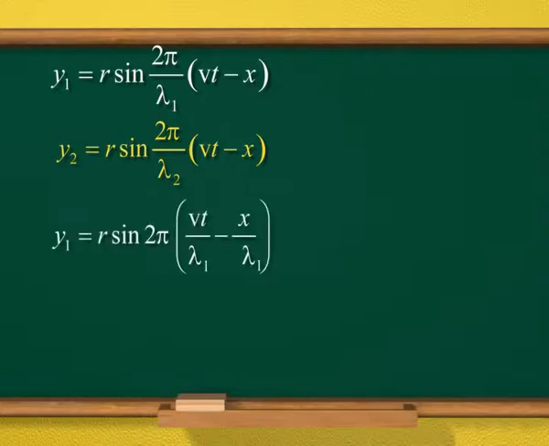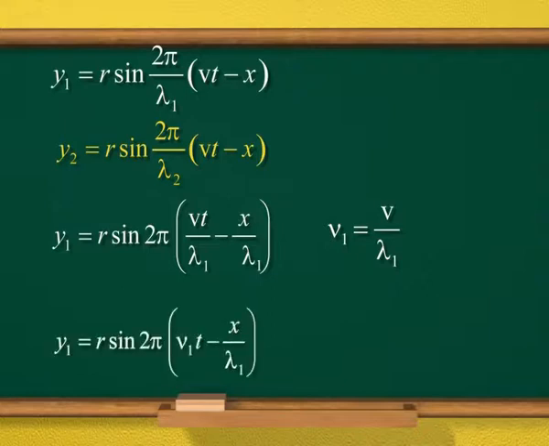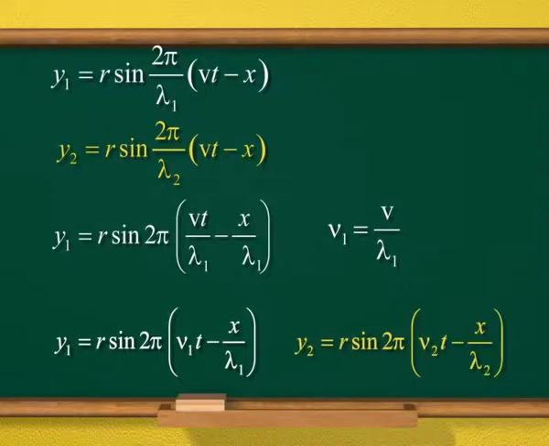y1 can be written as y1 equal to r sine of 2 pi into (vt by lambda 1 minus x by lambda 1). We know that the frequency is equal to the ratio of velocity and wavelength. Hence, if nu1 be the frequency of the first harmonic wave, or v by lambda 1, the expression for displacement becomes y1 equal to r sine of 2 pi into (nu1 t minus x by lambda 1). Similarly, the wave function of the second wave is y2 equal to r sine of 2 pi into (nu2 t minus x by lambda 2).